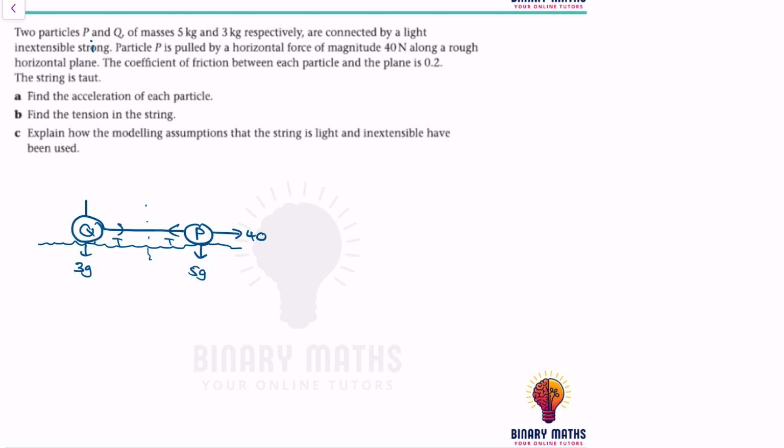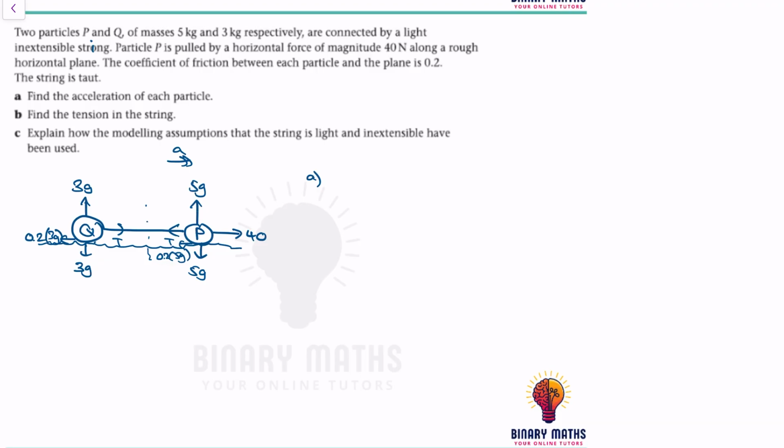Because it's not moving vertically, the reaction force is the same as the weight, which means the friction that Q feels is 0.2 times 3g, and P feels 0.2 times 5g. Okay, so part A, find the acceleration. So it's obviously accelerating forward this way. Find the acceleration of each particle.